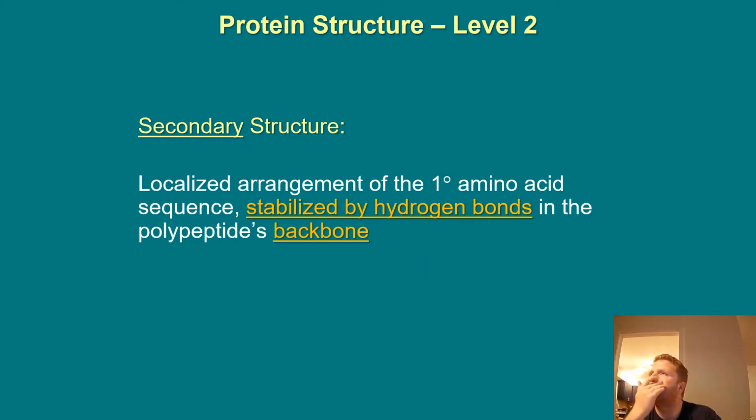Now the next level of organization of protein structure is your secondary structure. Your secondary structure is composed of localized arrangements of that polypeptide. So we're talking about small portions of the protein and how they fold together to make unique structures. Now this is stabilized by hydrogen bonds within the polypeptide backbone. So different parts of that polypeptide backbone are going to hydrogen bond with one another. Your primary structure is stabilized only by peptide bonds, and those peptide bonds are your covalent bonds.